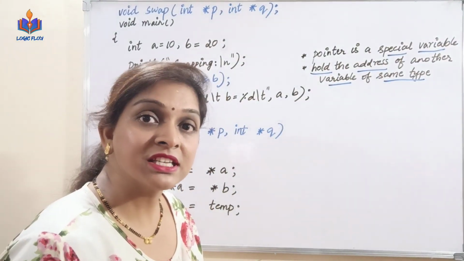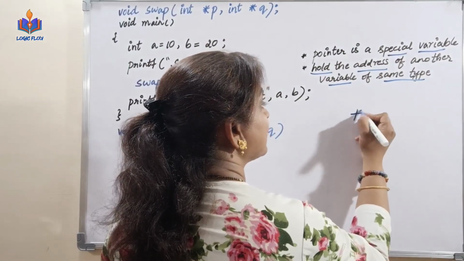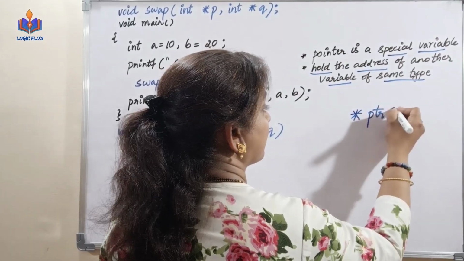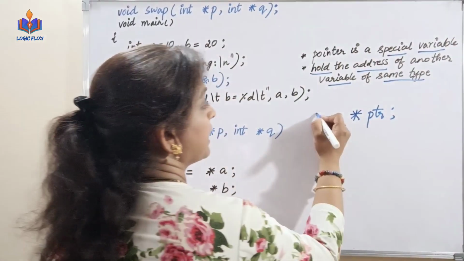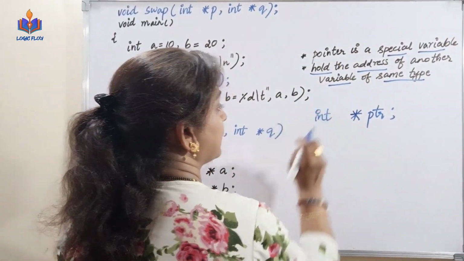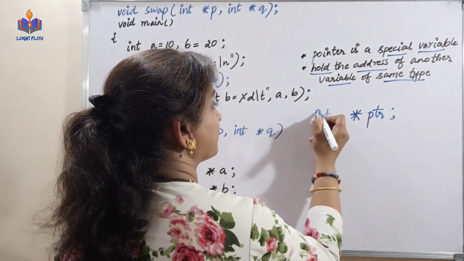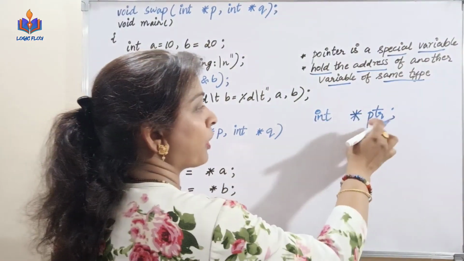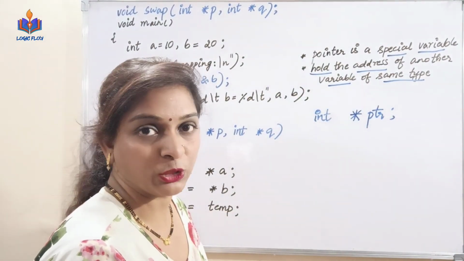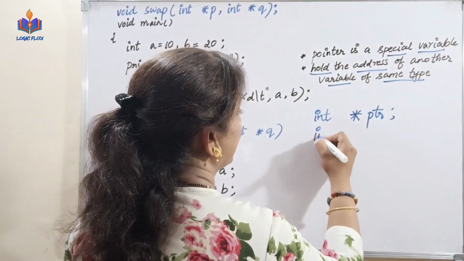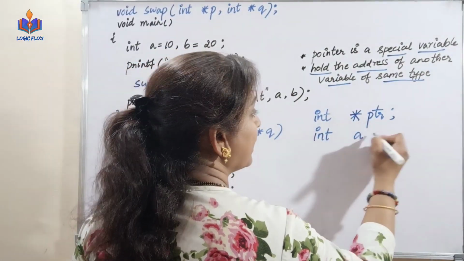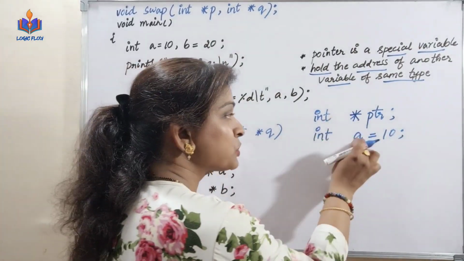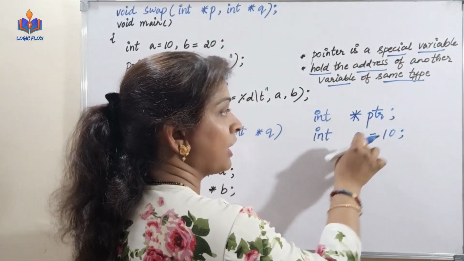How do we represent that? It is represented with an asterisk and the variable name. So for example, I say int *ptr. So it is of integer type, an integer pointer. Now this integer pointer can point to an integer value. So for example, I say int a equal to 10. I need to store the address of this a into this pointer.